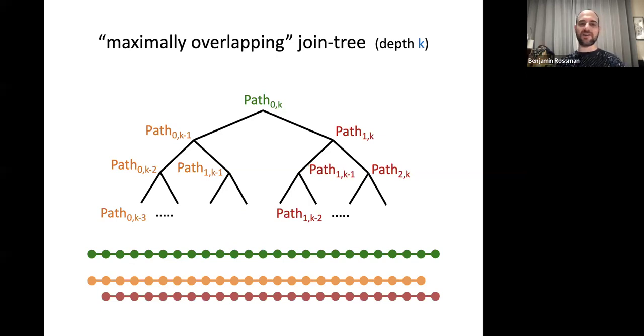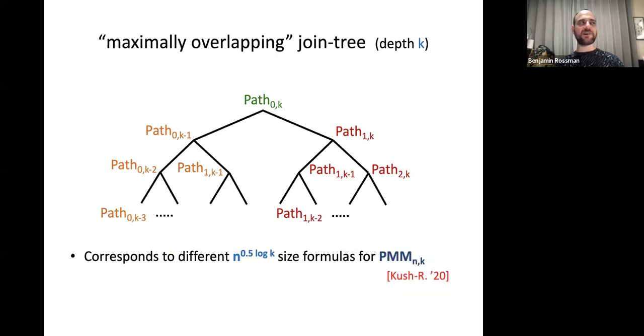Here's a different recursive construction, which I call maximally overlapping join trees. We obtain a path of length k as the union of two paths of length k minus 1, so overlapping paths, all the way down. This is a join tree with depth k. And somewhat surprisingly, this turns out to correspond to different formulas for PMM_{n,k} that also have size n to the 1/2 log k. And again, this is something which only works for permutation matrix multiplication, not for the more general Boolean matrix multiplication.